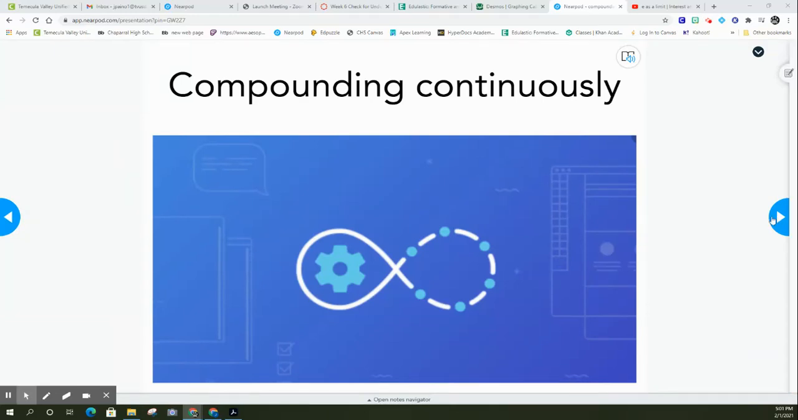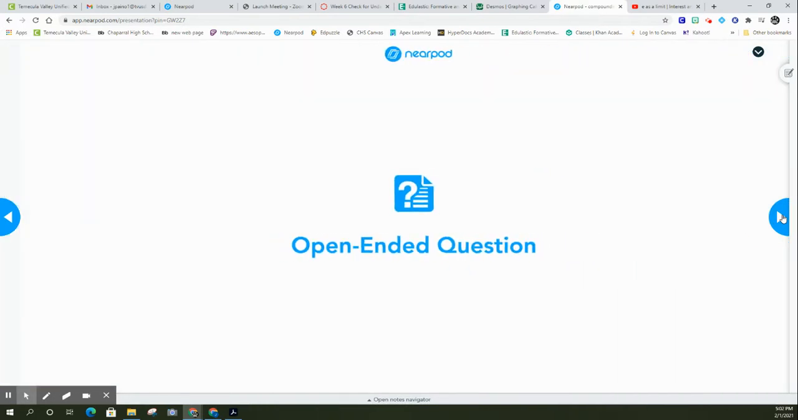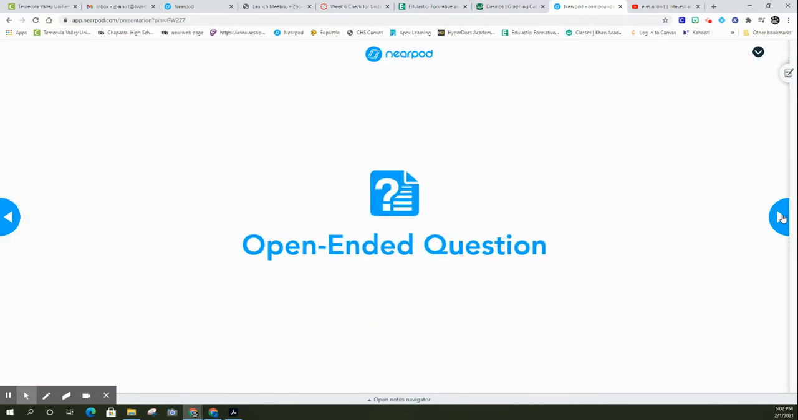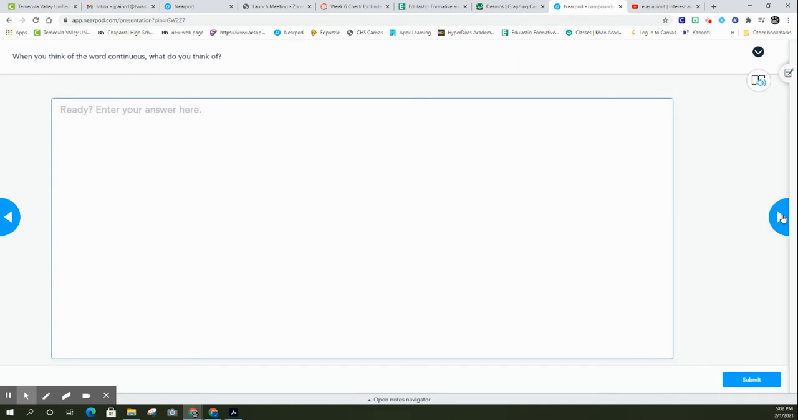All right, so today's lesson is on compounding continuously. So we've explored compounding annually, quarterly, monthly, weekly, and even daily. But what if something compounds continuously? So first question is, what does that even mean? What does the word continuous mean? When you're thinking of something that's compounding continuously, take a second, type in what you think.